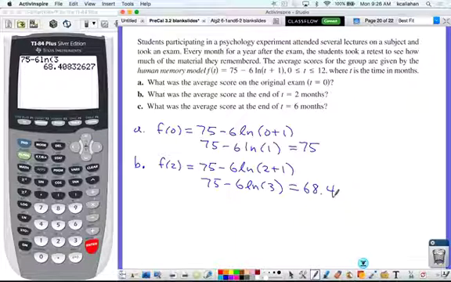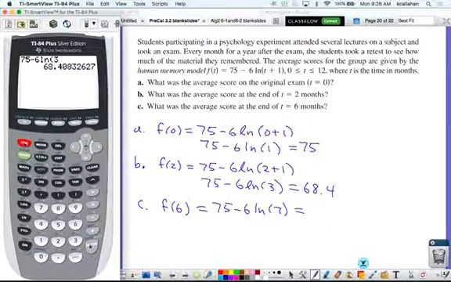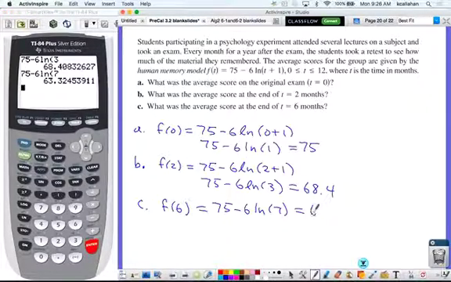And then last, at 6 months. Right. 6 months, you're going to plug in 6. So we're going to get 75 minus 6 ln of 7. So, second, enter, 7, enter. 63.3. So it dropped. It was 75 and now it's gone down to 63.